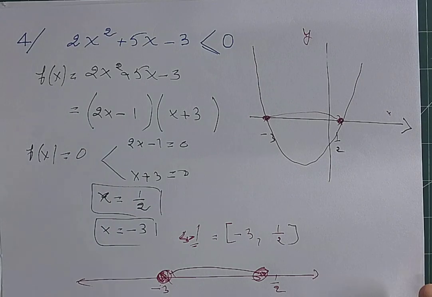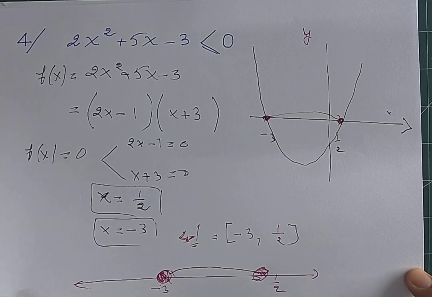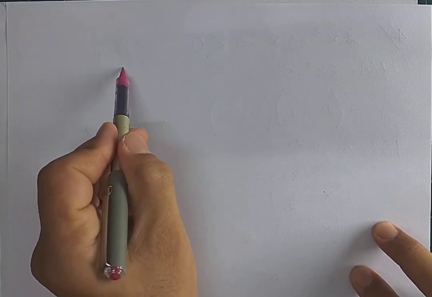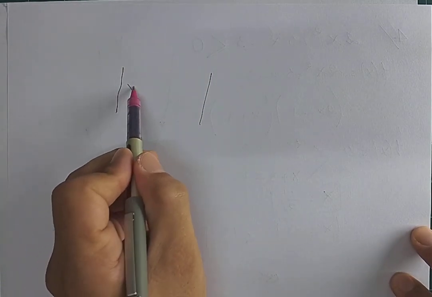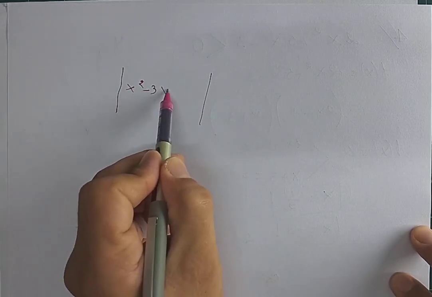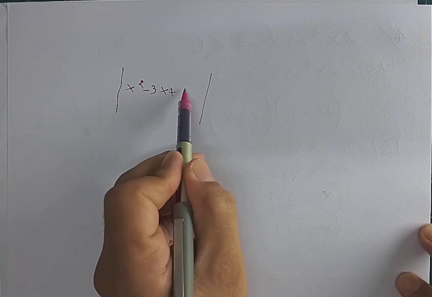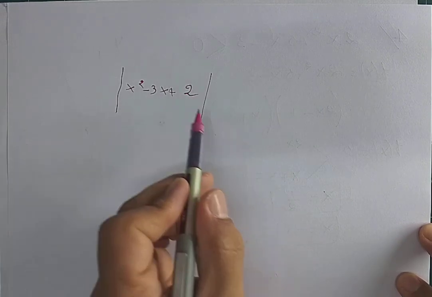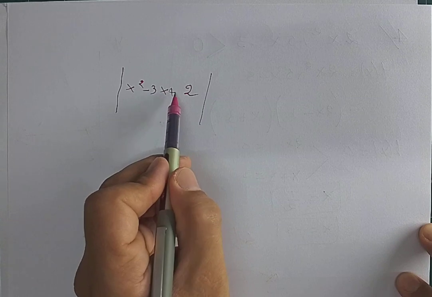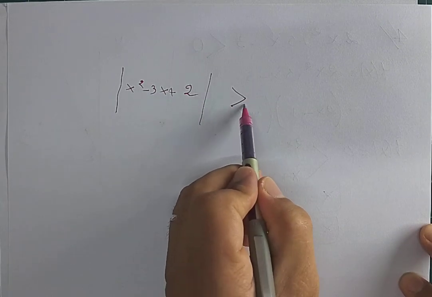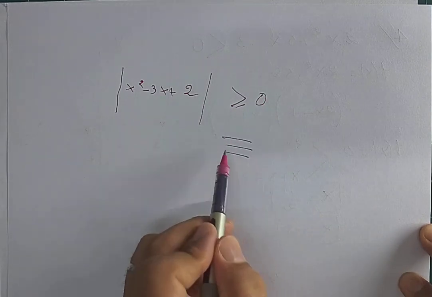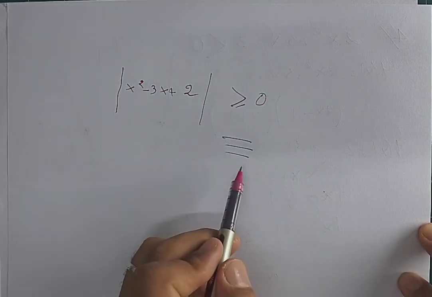So in the next section, I will show you how to handle the absolute value, when you have the absolute value like that, for example, absolute value of x squared minus 3x plus 2 is more than 0. How can we find the solution of that?